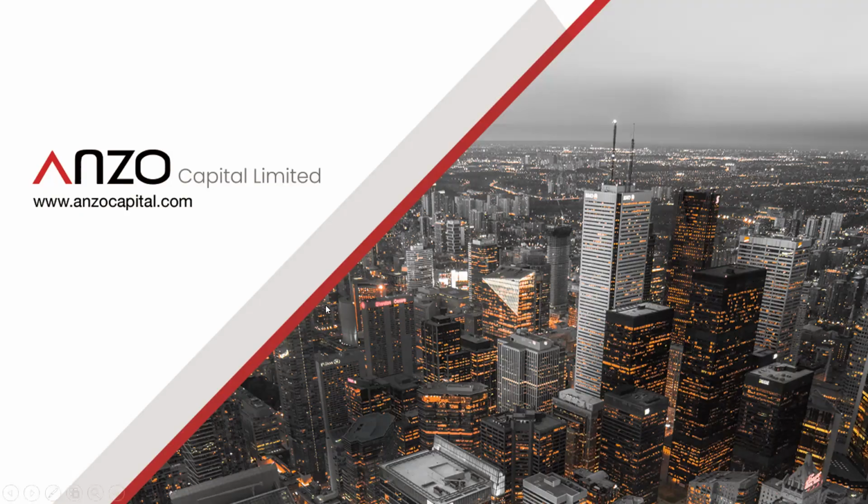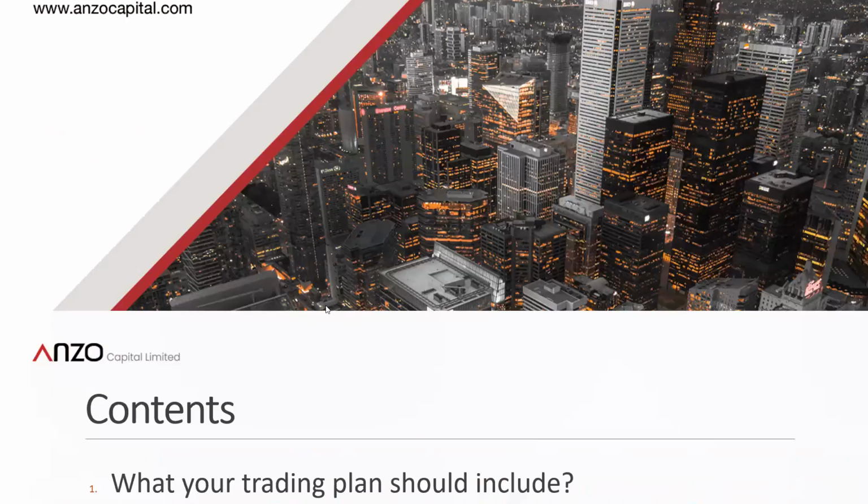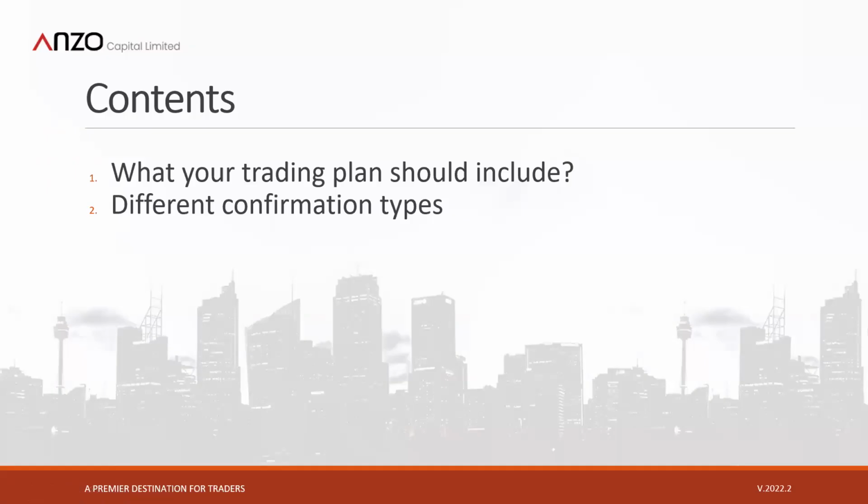Now, we're going to look at a number of things, just a very brief slide before we go over to the chart and look at examples to break down exactly what we're trying to say here. We're going to run through what are the essential things that should be included in your trading plans, and then we'll look at the different types of confirmation that you could use, depending on what you are comfortable with.